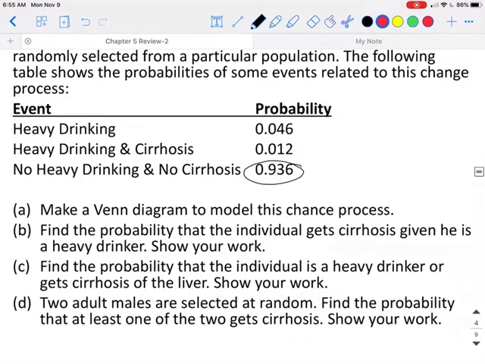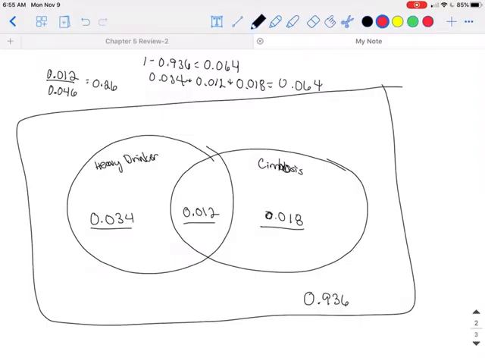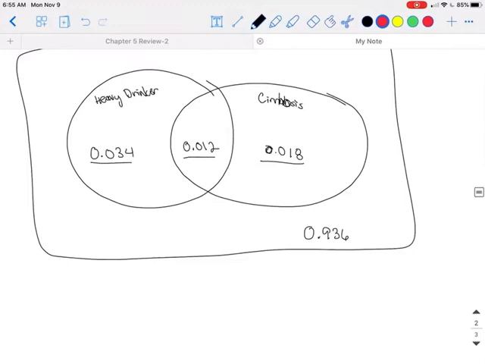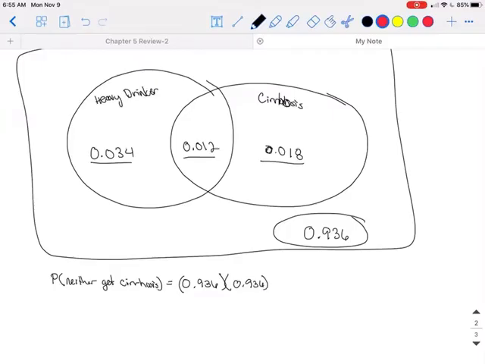2 adult males are selected at random. Find the probability that at least one of the two gets cirrhosis. So we have 2 males. The probability that at least one of them is kind of hard to find. So what we can do instead is find the probability that neither of the men get cirrhosis of the liver. Now, we know that the probability that the first one does not get cirrhosis is 0.936, and we know that the health of one man does not affect the health of the other man, so the probability the other man does not get cirrhosis is also 0.936. We can multiply these two events together, and the probability that neither of the men get cirrhosis of the liver is about 87.6%.